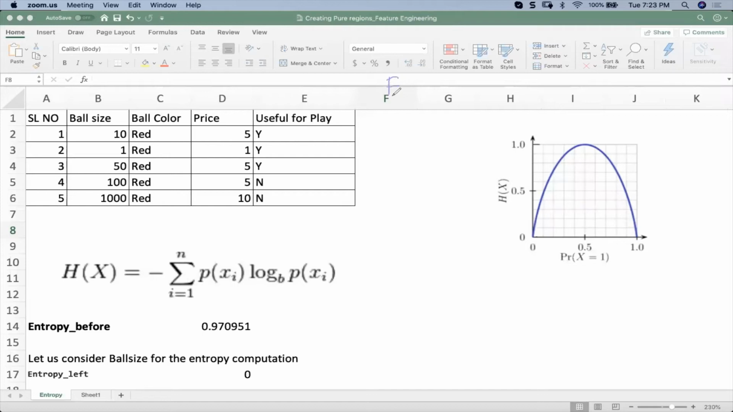Entropy before splitting the tree, or before building a model. Then entropy after splitting the model. And this after part you have to do for each and every variable. You have to do it for ball size separately, ball color and price separately.